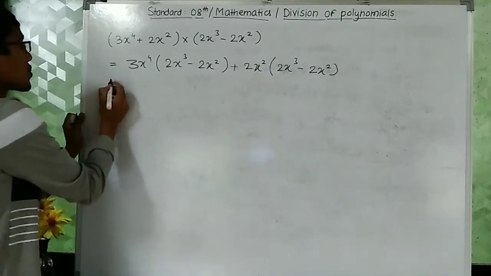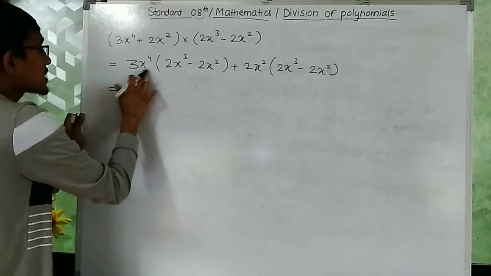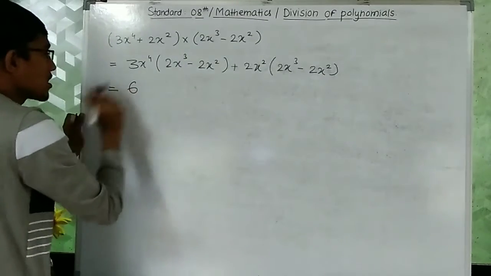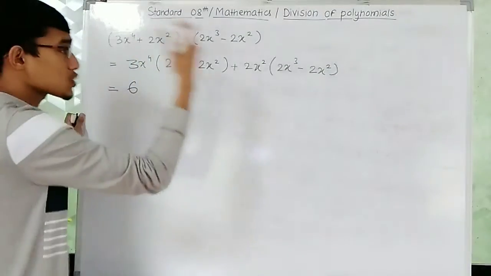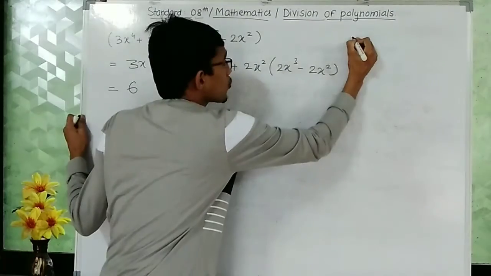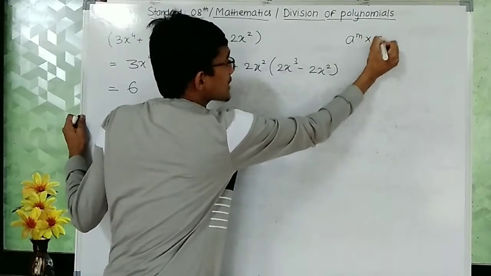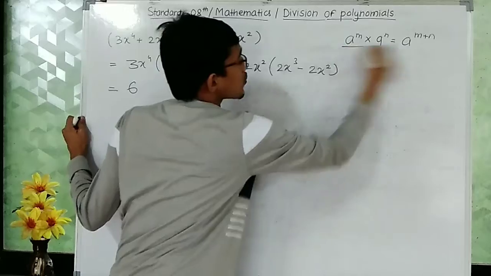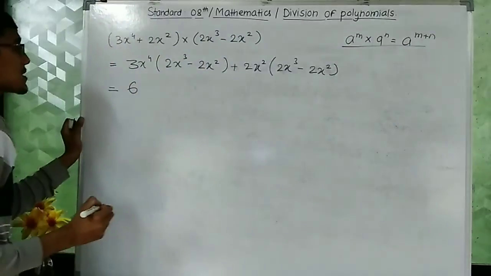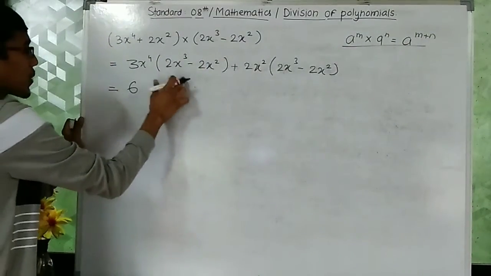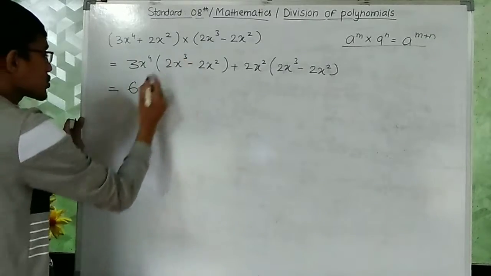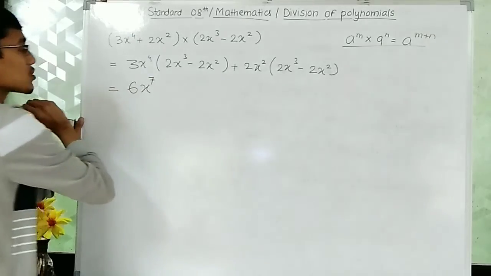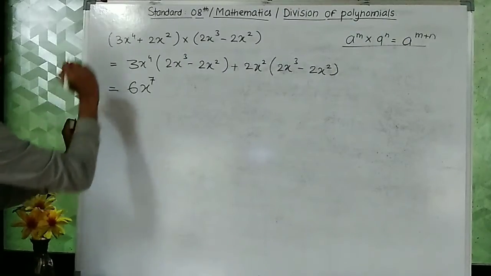That is equal to, now 3x raised to 4 into 2x cube, so 3 2s are 6. Now x raised to 4 into x raised to 3. We know the rule that a raised to m into a raised to n is a raised to m plus n. So we are going to use this law of indices. x raised to 4 into x raised to 3 is x raised to 4 plus 3. What is 4 plus 3? It is 7. So we got 6x raised to 7.